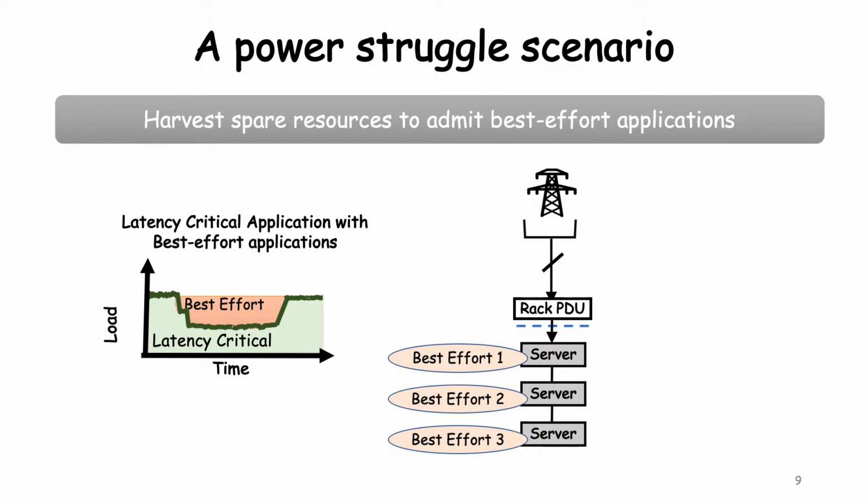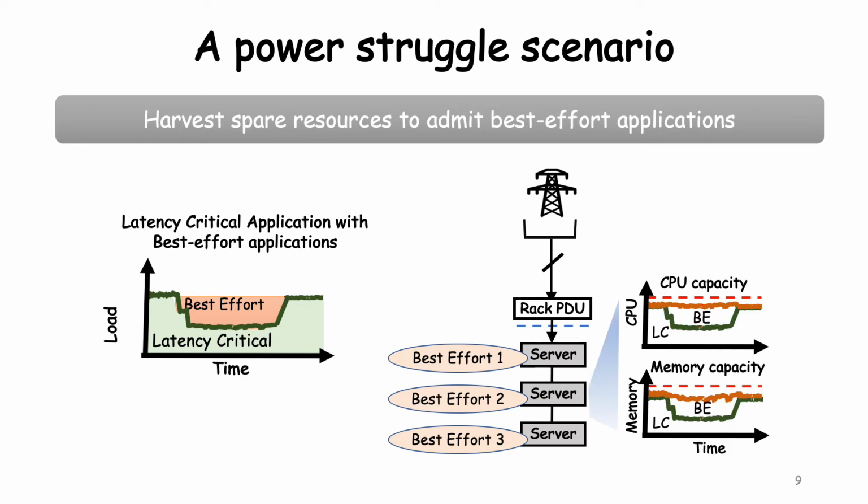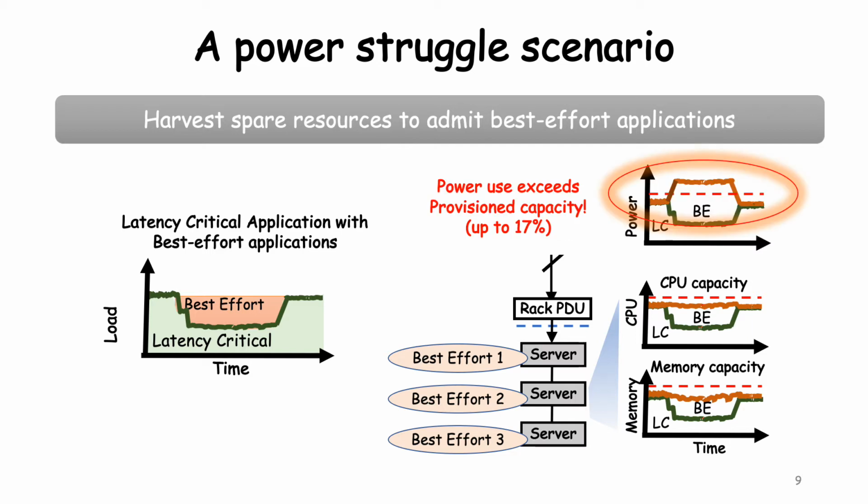To improve server utilization, the data center can place an opportunistic best effort workload on the server that runs the primary latency critical application. Here, we can use prior works to identify what applications to place such that we do not impact the performance of the primary latency critical application, but also utilize the spare resources in the server. However, if we do not consider power needs of the best effort application, we can easily overshoot the provisioned power capacity, which can lead to frequent power capping.